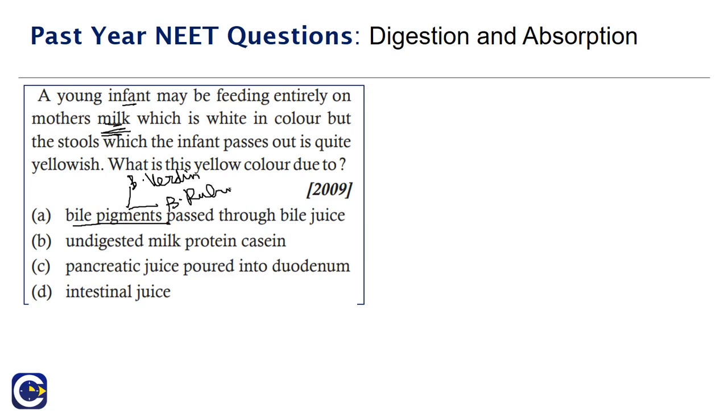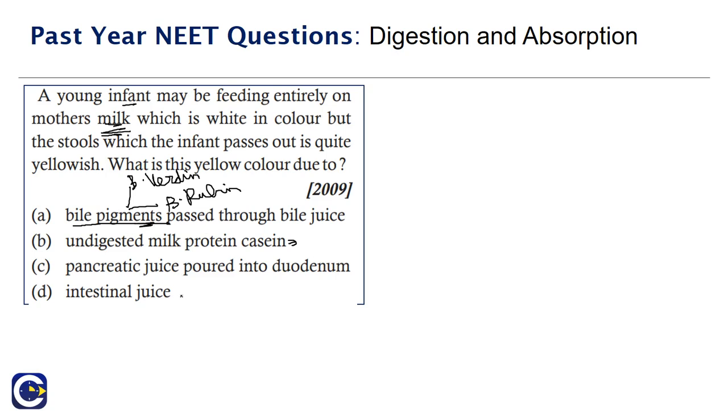Okay, these confer color. So undigested milk, casein. No, that's not the right one. If it's undigested, mostly the child tends to vomit it out. Pancreatic juice poured into the duodenum? No, digestive enzymes generally finish their function and do not give any color. Intestinal juice also does not confer any color. So it's generally bile pigments.